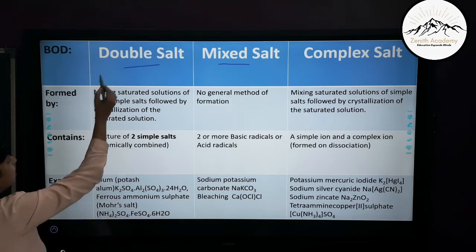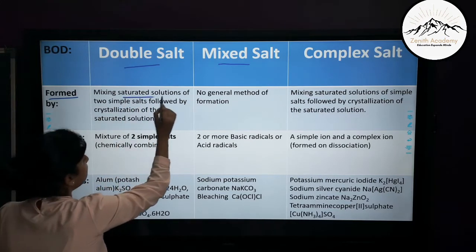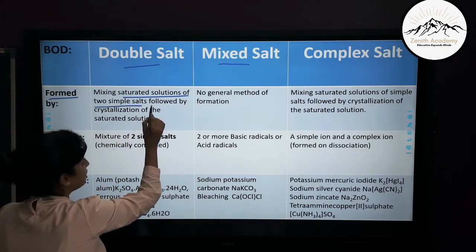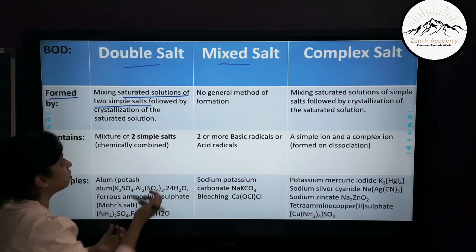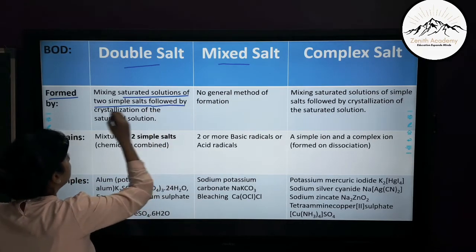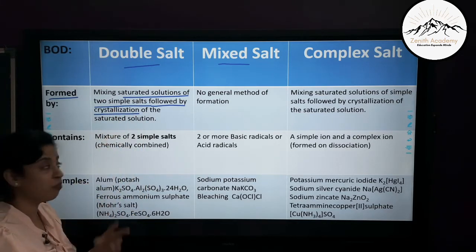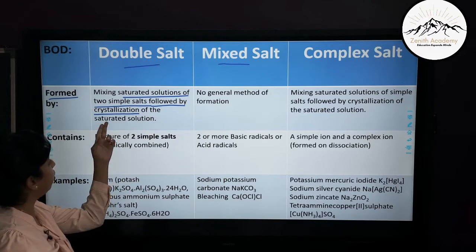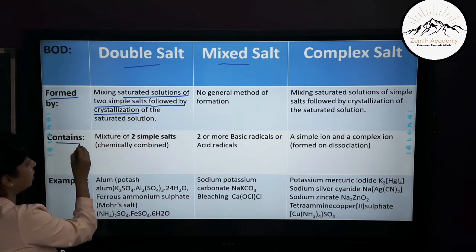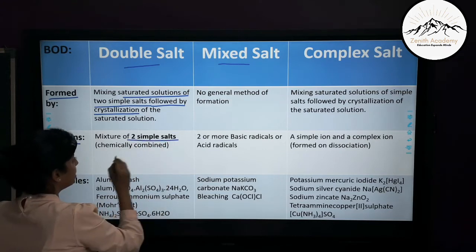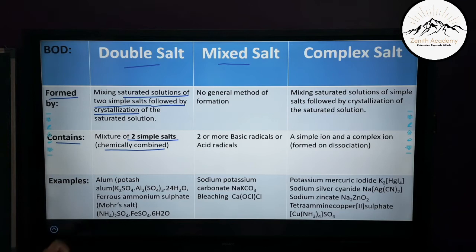So now let's see how double salt is formed. It is formed by mixing saturated solutions of two simple salts. So you take two simple salts, the solutions of those two simple salts, and then crystallization. So mixing the saturated solutions of two simple salts followed by crystallization of the saturated solution, and therefore it contains two simple salts which are chemically combined. Let us see and understand it with the examples.